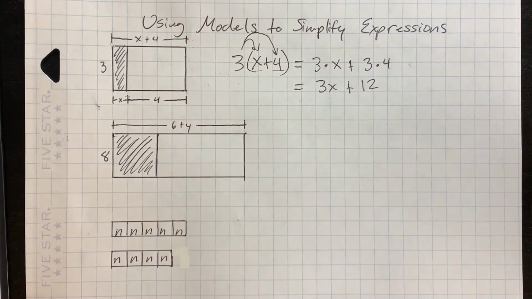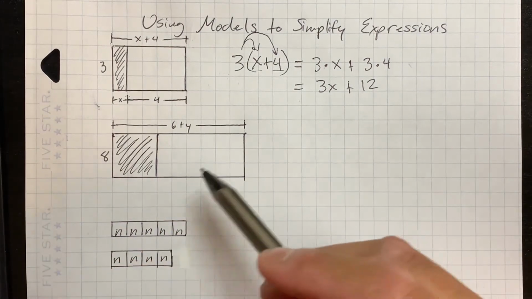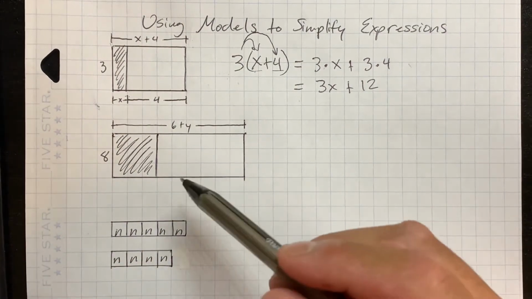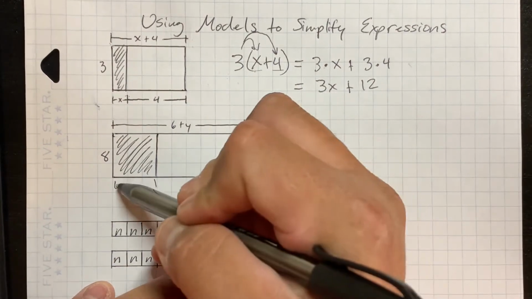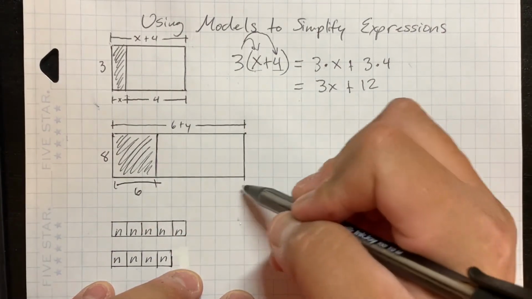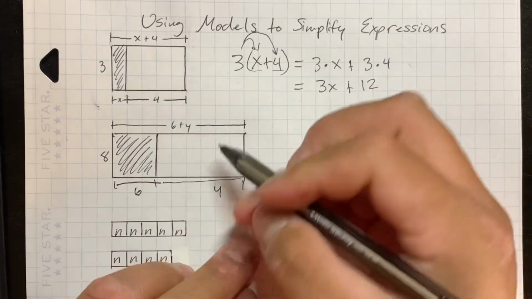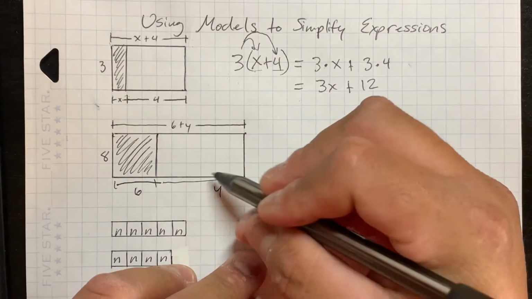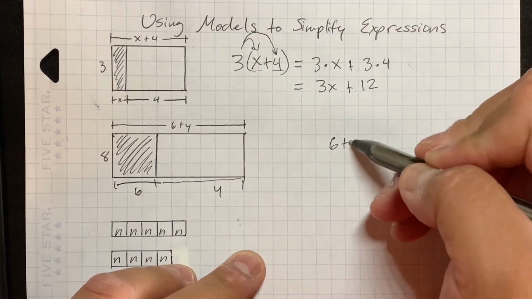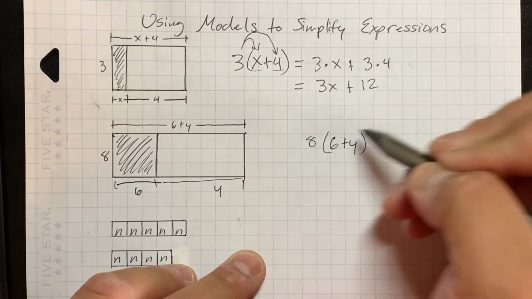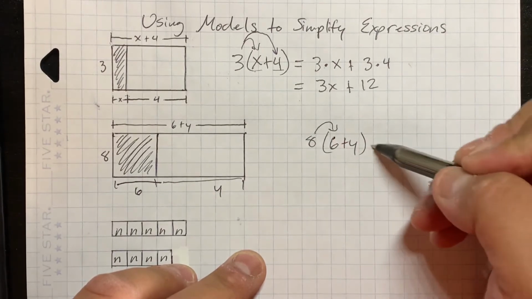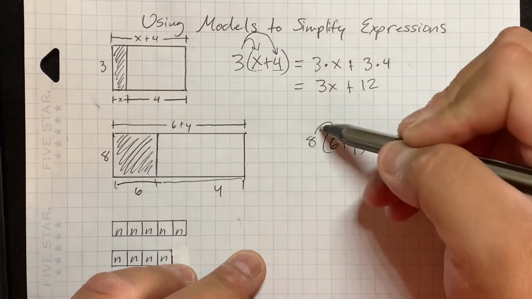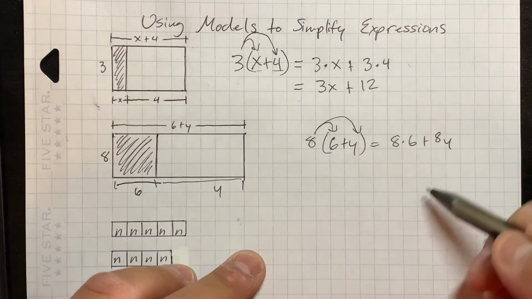Now, as we move forward, we're going a little step further, and that's fine. So here, from here to here is going to be 6. From there to there is going to be y. We don't know what the y value is, but we do know that this is 6. So this is going to be 6 plus y, and we're going to multiply that by 8. So again, using the distributive property, 8 times 6 plus 8 times y.